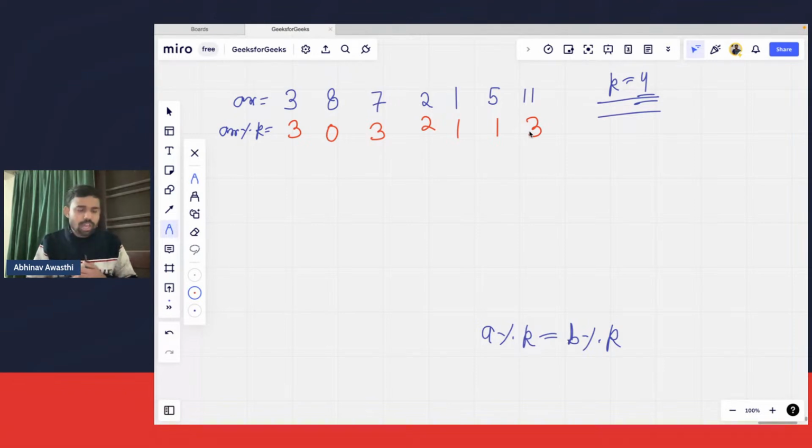Now, as I told you, for a given number k, its range of mod will be between 0 to k minus 1. Yes, please ask your doubt. You can directly write your doubt. Okay. That's the thing.